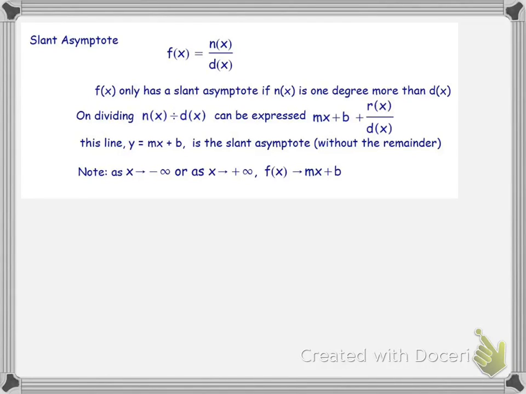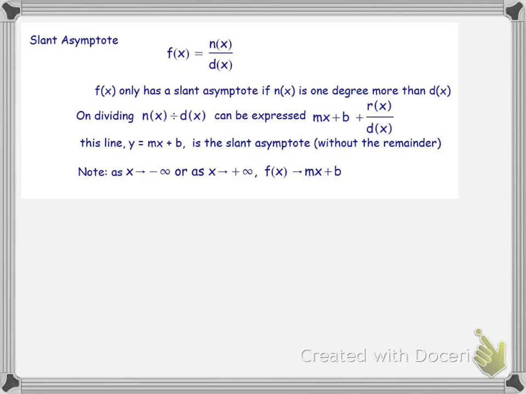Okay, so with rational functions, there can also be a slant asymptote, which basically means it's not a horizontal line or a vertical line, and it's a line that has a slope. And to find out where that is, we're going to do that now.